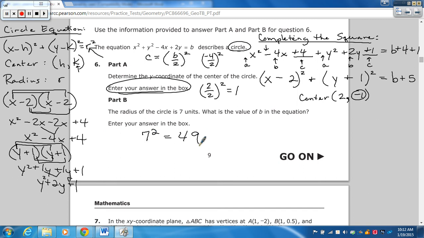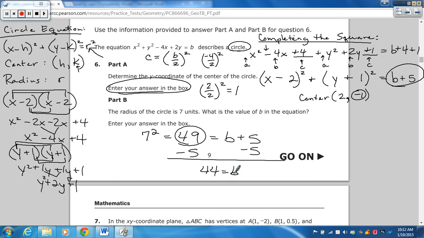Now I know that this right here has to be equal to this over here. So if I set those equal to each other, b plus 5, I'm going to subtract 5 from both sides of my equation, and 44 is the value that I would need to substitute in for b so that my radius is going to be 7.